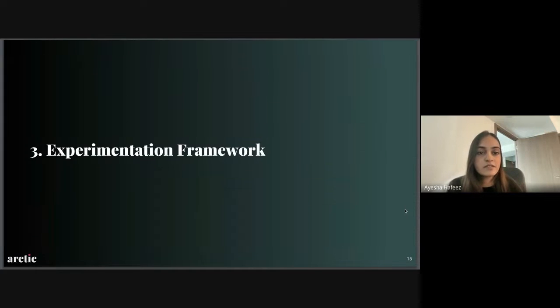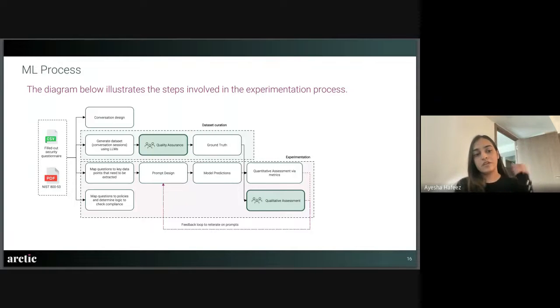Next slide, please. All right, so I want to walk you through the experimentation framework. Our starting point was, as I mentioned, a filled out security questionnaire and a PDF of the NIST 800-53, which had the policy requirements. Now, using this, we first of all replicated the security questionnaire in Amazon Lex and developed the dialogue conversation tree, which was a replication of the questionnaire.